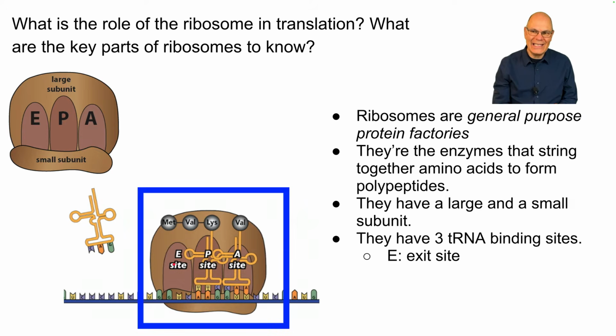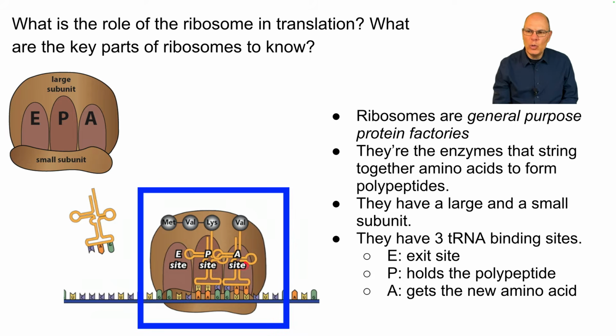The E is the exit site. That's where the tRNA that's given up its amino acid will leave from. The P site holds the polypeptide, and the new amino acid comes into the A site.